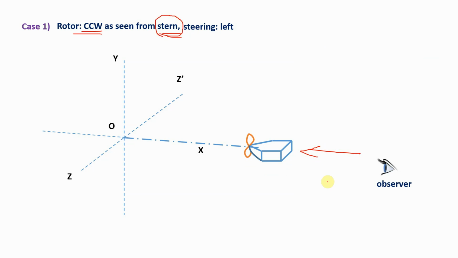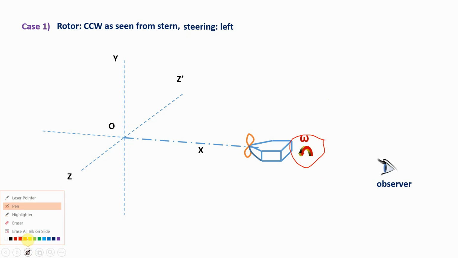Now while looking at the ship from stern end, the rotor is rotating counterclockwise, and we will assume that the rotor rotates about x-axis. So x-axis is the spin axis. So first of all, we will mark the direction of rotation of the rotor using circular arrow. So as seen from the stern end, omega is counterclockwise, spin angular velocity in direction. Now to represent the spin angular velocity using a vector, we make use of right hand screw rule.